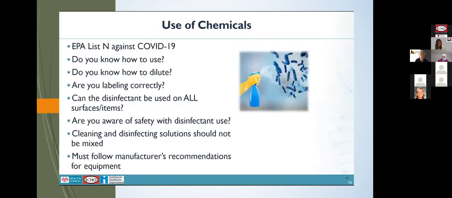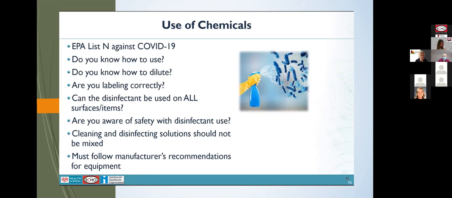As we discussed earlier, using EPA registered product for disinfecting will be essential for the prevention of the spread of any pathogen. As Lisa indicated, EPA List N against SARS-CoV-2 or COVID-19 is the disinfectant that should be used during this time for disinfection with COVID-19. A few questions that we want to ask ourselves. Do you know how to use it? Have you been educated? Do you know how to dilute if indicated? Are you following the directions on the label?